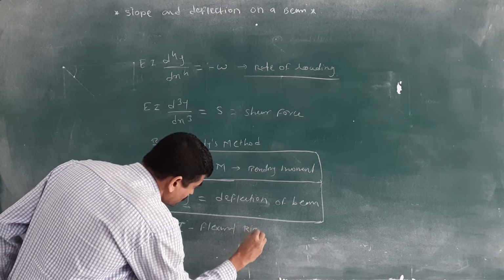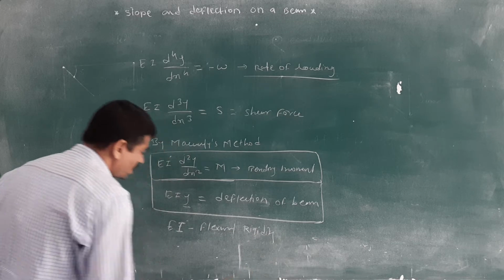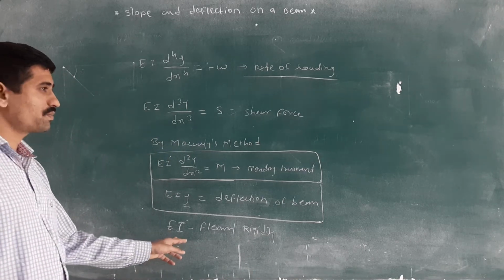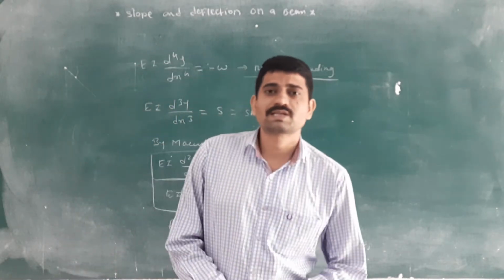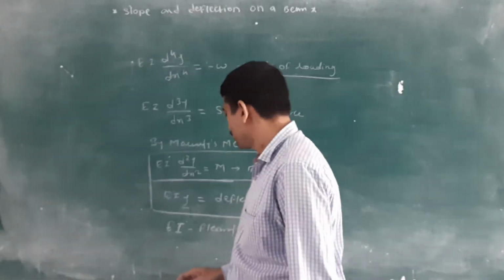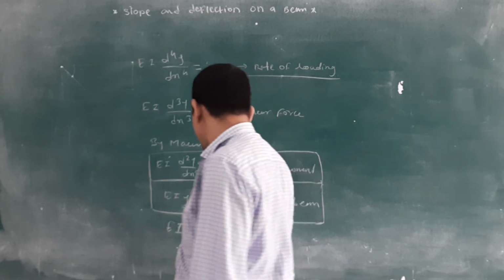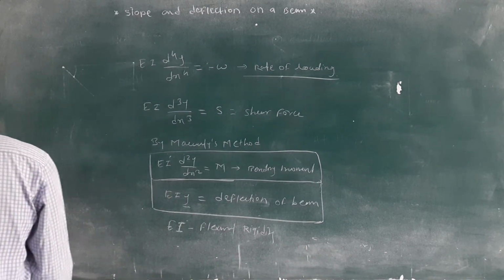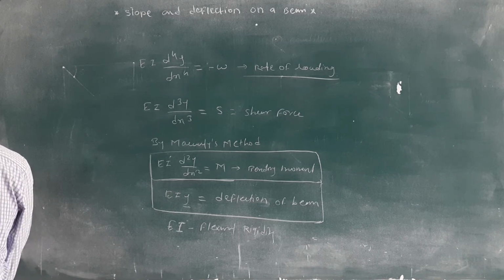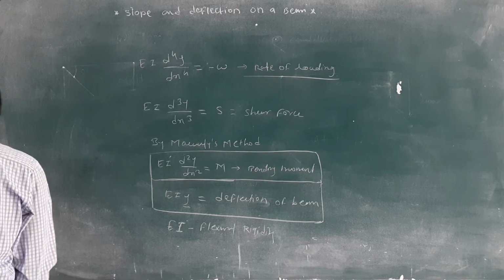Flexural rigidity of the given beam. E is the modulus of elasticity and I is the moment of inertia about the section x-axis. This is called flexural rigidity. Then next, how to solve the numerical with the help of Macaulay method.